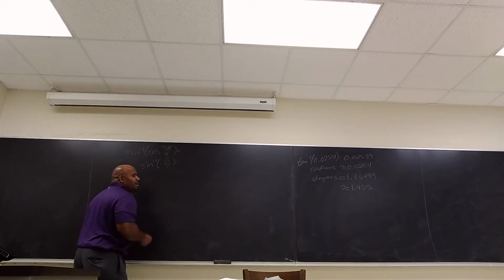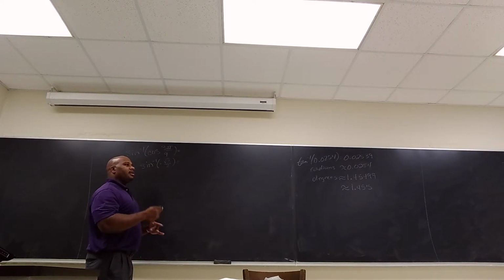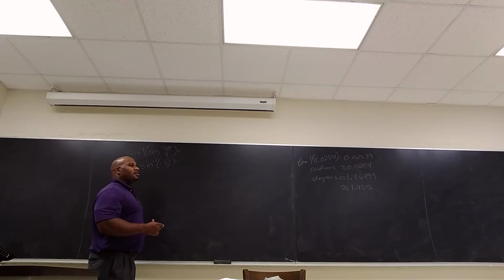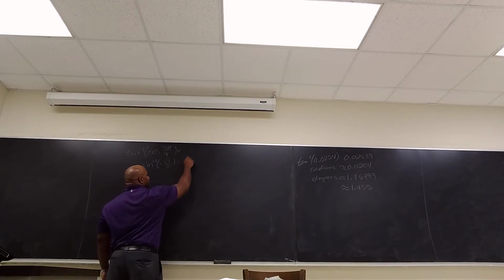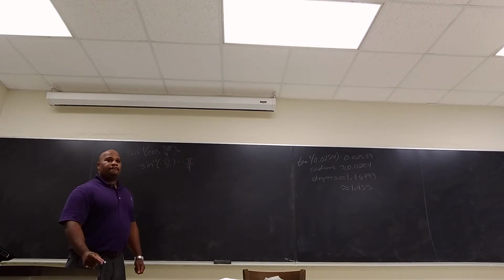And if I want sine inverse of negative square root of 2 over 2, all my sine answers must fall between the first and the fourth quadrant. And since it's negative, it has to be in the fourth quadrant, which means my answer is going to be negative pi over 4.